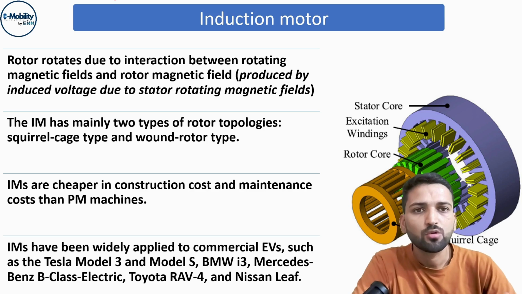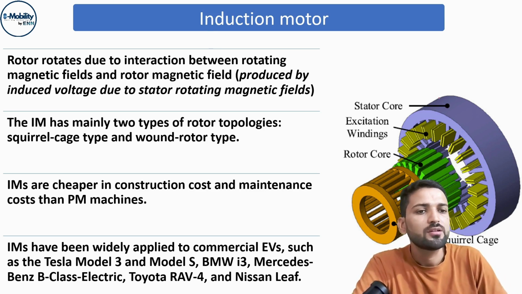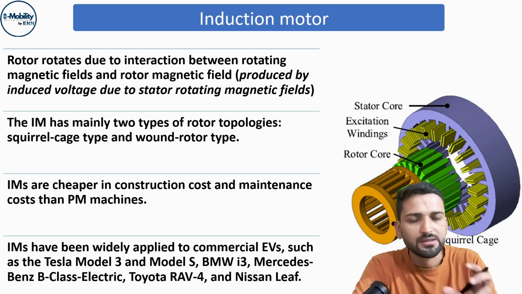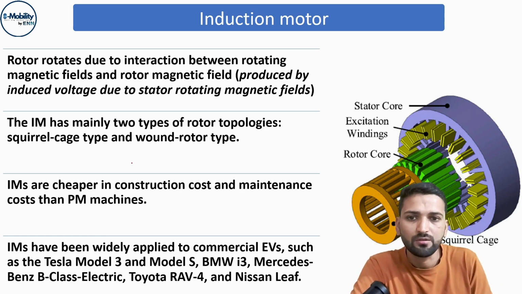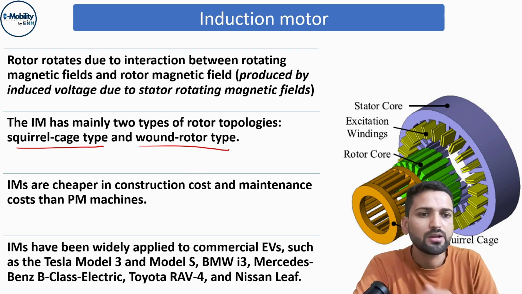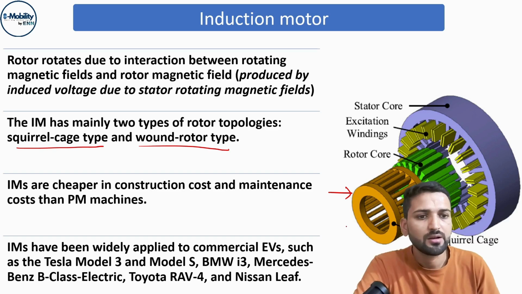So what is an induction motor? The induction motor consists of a stator winding, rotor and the rotor cage. In most cases, we are using a squirrel cage. The rotor can have two types: a squirrel cage type rotor or a wound rotor type. The squirrel cage is like this. It is shown like a cage of a bird, and this is the rotor core.